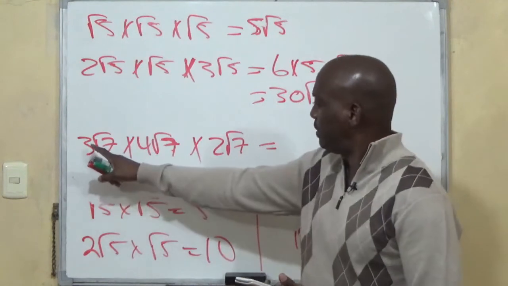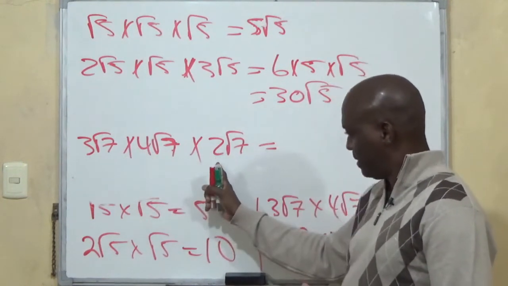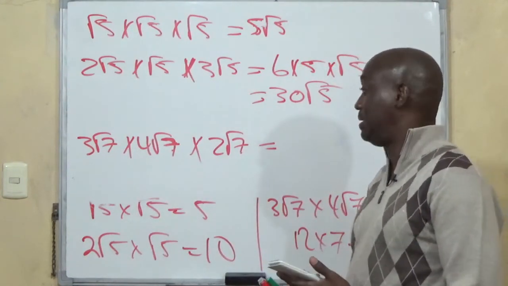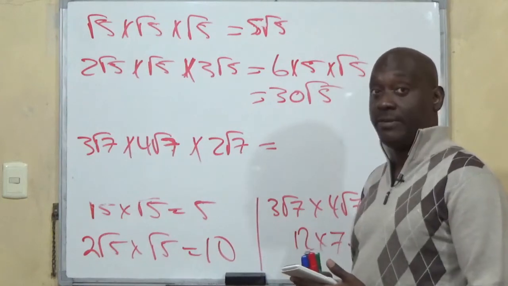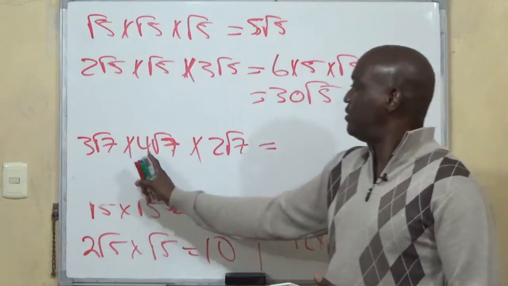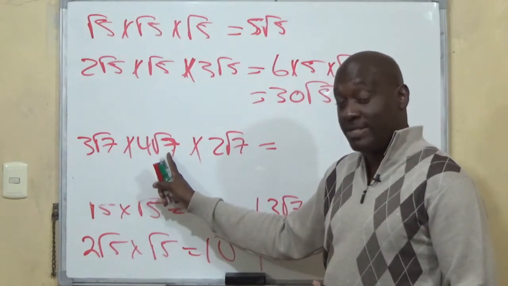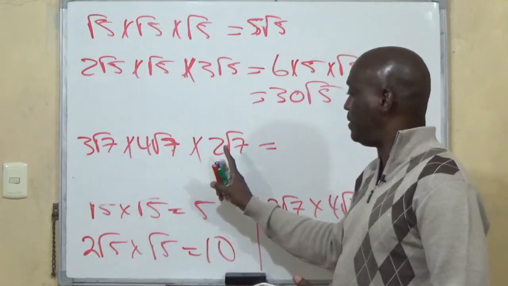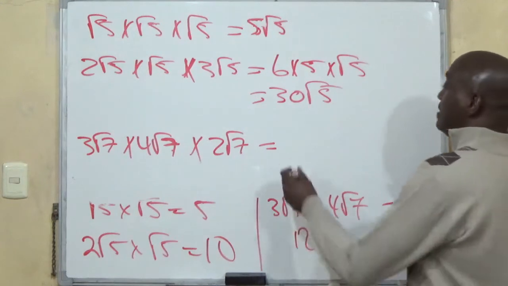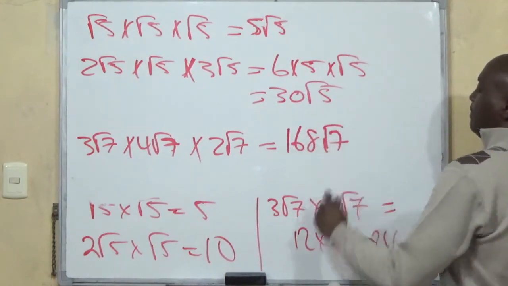So 3 by 4 is 12, by 2 is 24. 24 by 7 is 168. You get 168 root 7. Alright? That is one way of working it. 3 by 4 is 12. Root 7 by root 7 is 7. 12 by 7 is 84. 84 by 2 is 168. 168 root 7. Nice surd, man. Alright? Right.